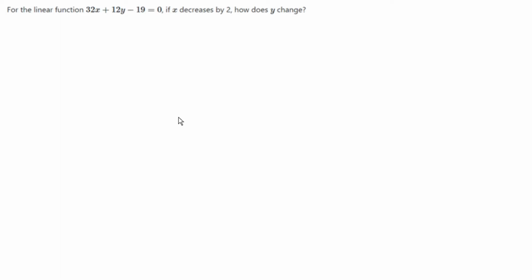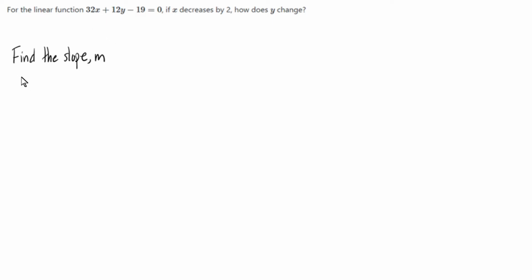For the linear function 32x plus 12y minus 19 equals 0, if x decreases by 2, how does y change? So the first step here is going to be to determine the slope. Find the slope of the given linear function.